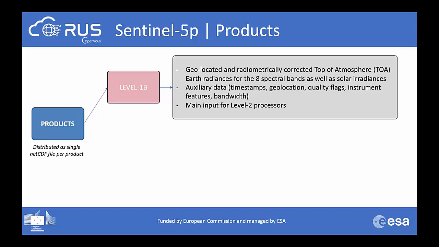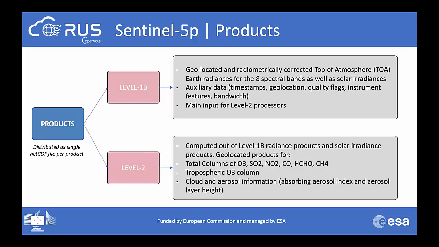On the other hand, we have the level 2 product, and this is the one that you will be more interested in. Level 2 provides atmospheric geophysical parameters. This is the product type that most of you as regular users would be interested in, and is of course the product level we are going to be using in this webinar. In the level 2 you will find the products that use level 1b information to derive the different concentrations of the gases that are measured by Sentinel-5p.